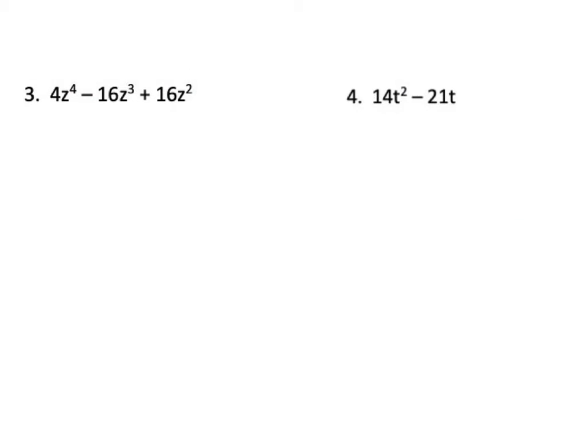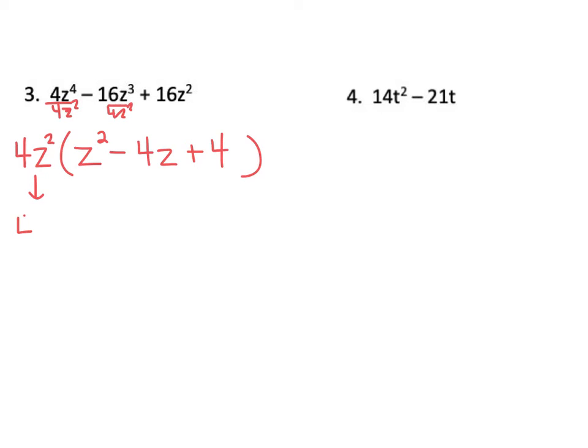Number 3, again, looking for GCF. I see 4 goes into all three terms, and there is at least a z squared in both terms. I'm going to divide each term by 4z squared. So that's going to produce z squared minus 4z, and then divided by 4z squared would be a plus 4. I now have a trinomial that may potentially factor further. If not, this would be as factored as it can be.